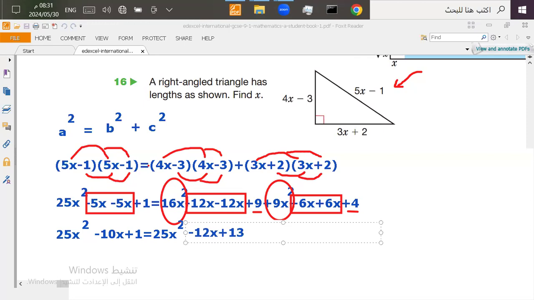Okay. Now, after doing this, we're going to come to the last part, which is putting them on one side and putting the numbers here and the x's on the other side. Now, first, let's take this 25x squared to this side. It is going to be negative 25x squared. So here, negative 25x power of 2. Let's put it down here.